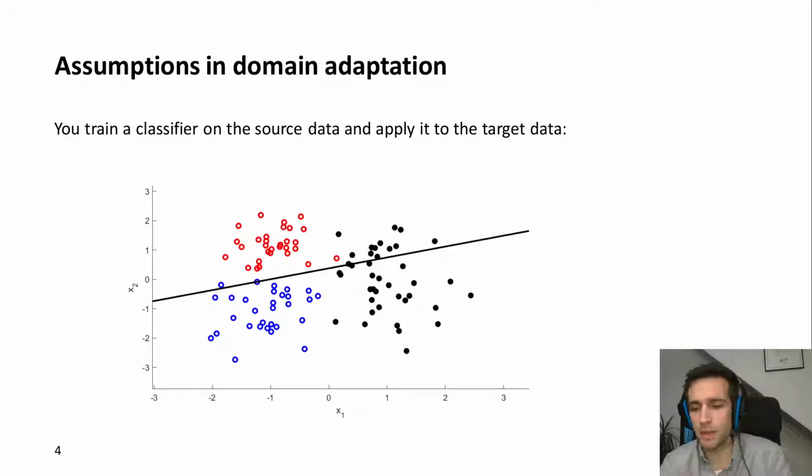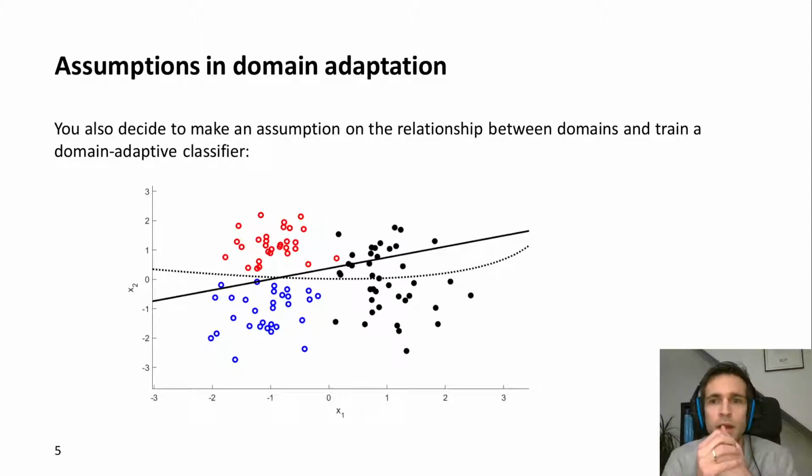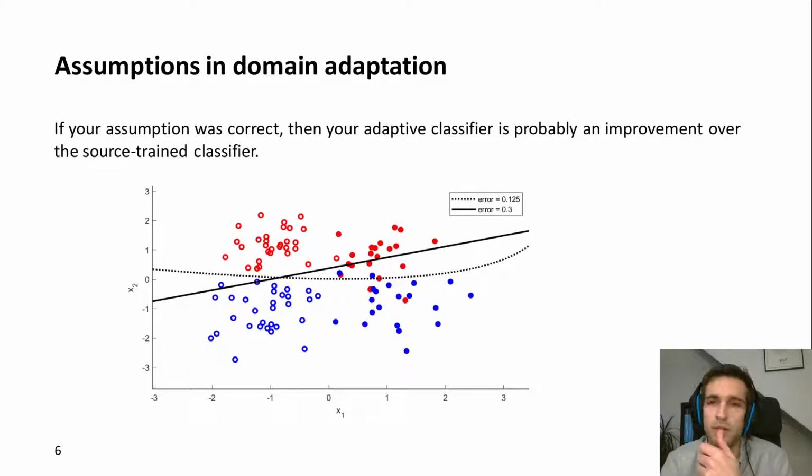So you decide to make an assumption on the relationship between these two domains. So how were they sampled from this underlying distribution, and maybe we can expect a certain kind of shift. So maybe it's just a shift in the x1 feature. So you make this assumption, then you train a fancy domain adaptive classifier. If your assumption is correct, then you might see a substantial improvement over this source trained classifier. You can see that here. That's this dotted line. That's the adaptive classifier, and it has a smaller error rate than the initial source classifier.